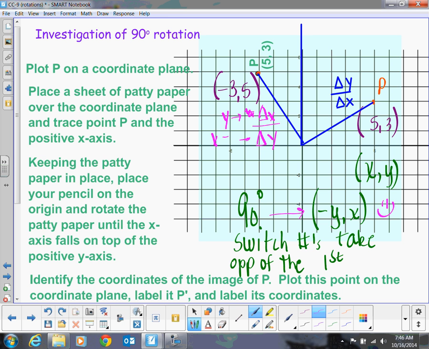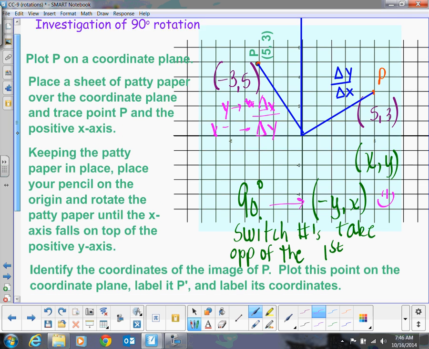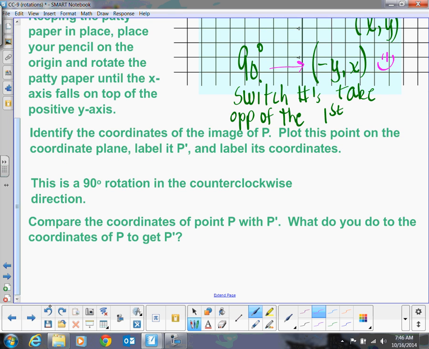I like the negative y-axis. Yes, I do too. So if I gave you the ordered pair 3, negative 7, what's a 90-degree rotation? And this is always going to be about the origin. What would a 90-degree rotation be? 7, 3. It would be 7, 3.